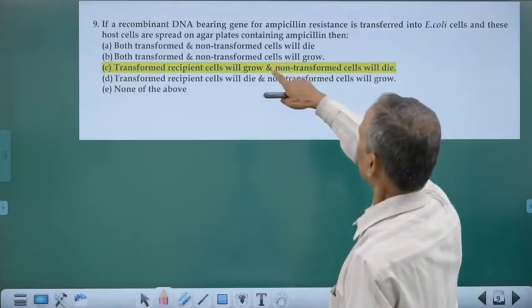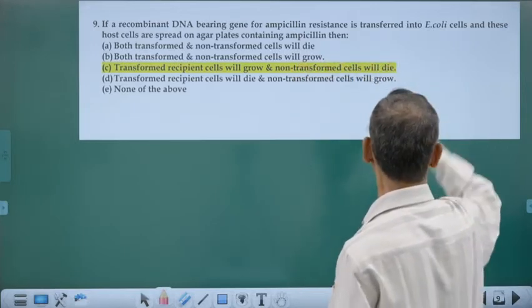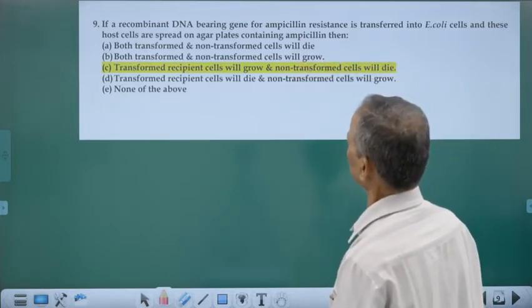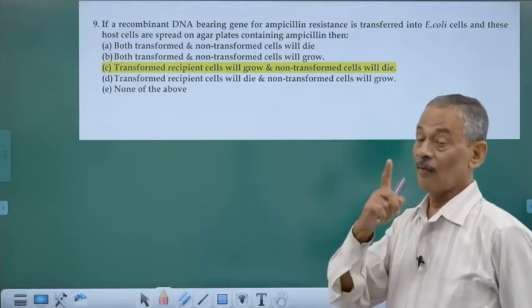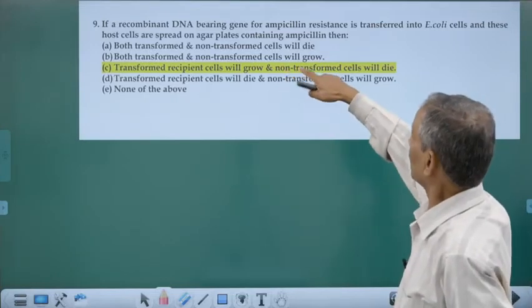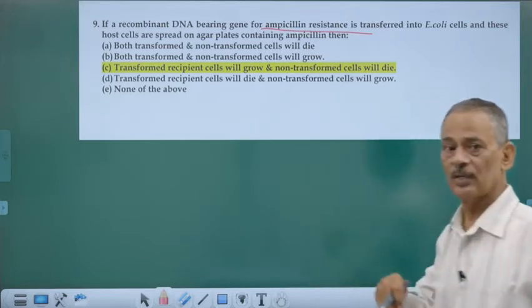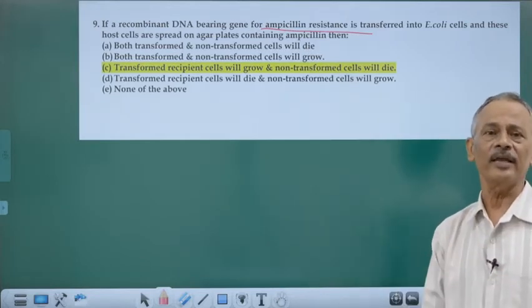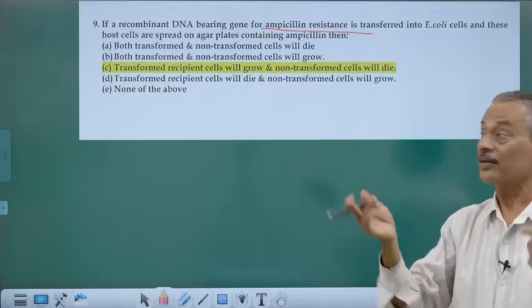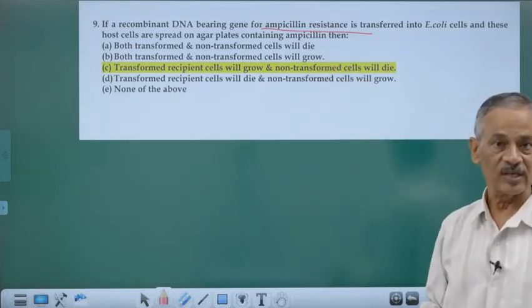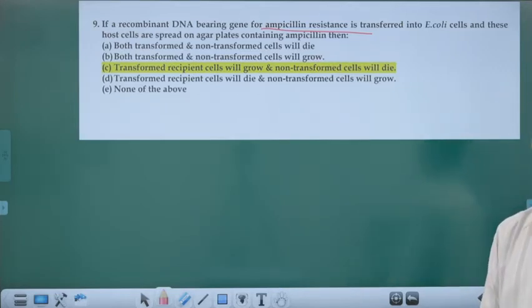If a recombinant DNA bearing gene for ampicillin resistance is transferred to E. coli cells, and these host cells are spread on agar plate containing ampicillin. See, our recombinant DNA is having gene for ampicillin resistance. They are having ampicillin resistance. And if they are culturing in a medium containing ampicillin, no problem. The host cells are now getting the ampicillin resistance. They are having an ability to grow in an antibiotic containing medium, ampicillin containing medium.